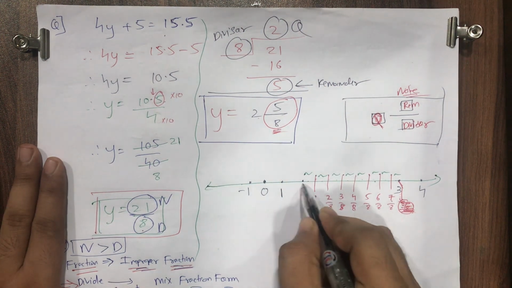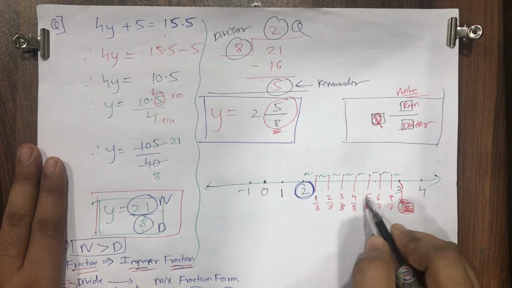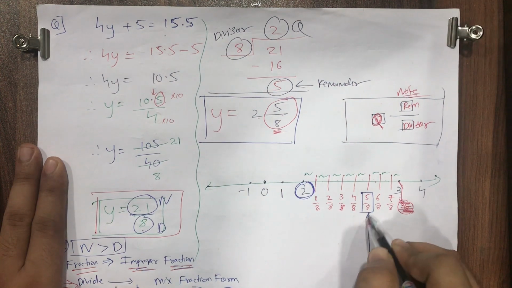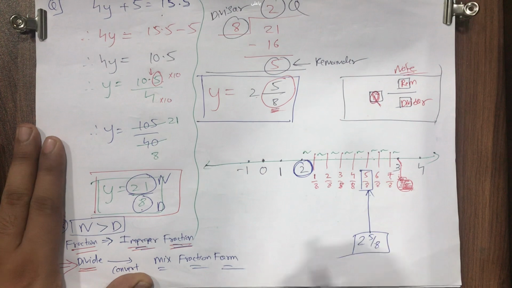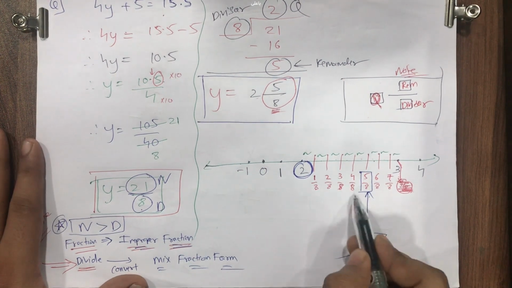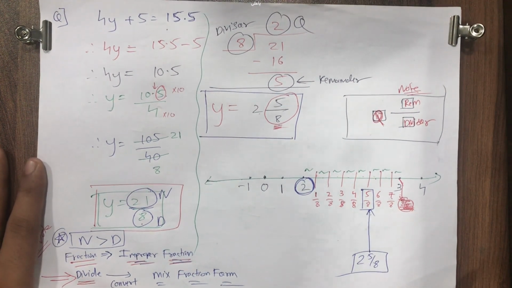2 is here. See, 2 is here. 5 by 8, so it's here. So this will be your answer. This answer is 2 and 5 upon 8. After 2, how much ahead you have to go? You have to reach till 5 by 8. This is the answer, please.